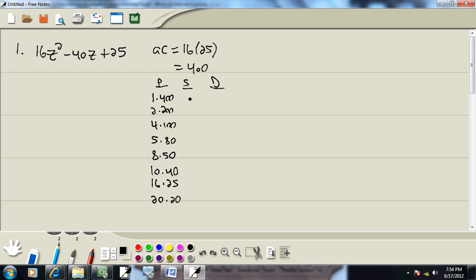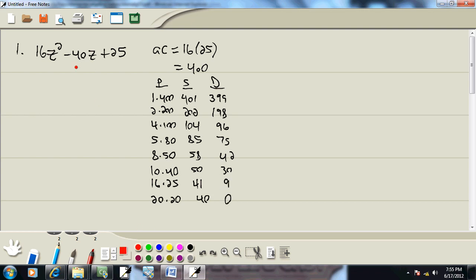Now the S column, I'm going to add these numbers together. 1 plus 400 is 401. 2 plus 200 is 202. 104, 85, 58, 50, 41, 40. Then subtract them in the difference column, smaller from larger. 400 minus 1 is 399. 200 minus 2 is 198. 96, 75, 42, 30, 9, and 0.